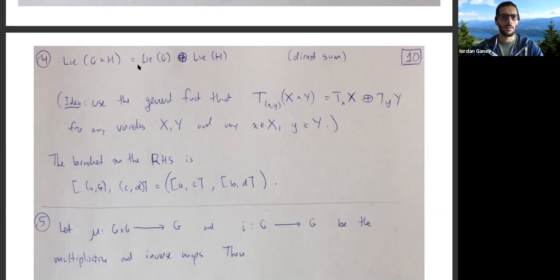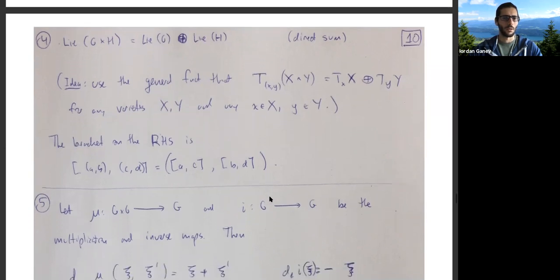And so this gives us this isomorphism as vector spaces, but there's the question of what's the bracket on this side? What's the bracket of a direct sum of Lie algebras? Well, we can just do things coordinate-wise. So the bracket of (A, B) with (C, D) is (the bracket of A and C, the bracket of B and D). So it works out.